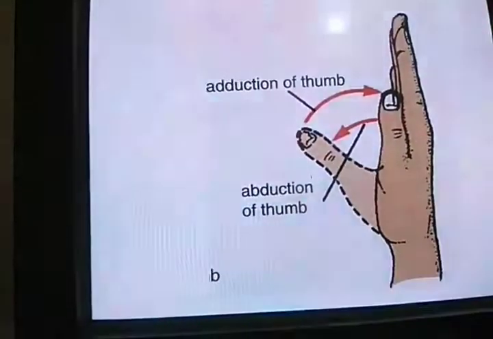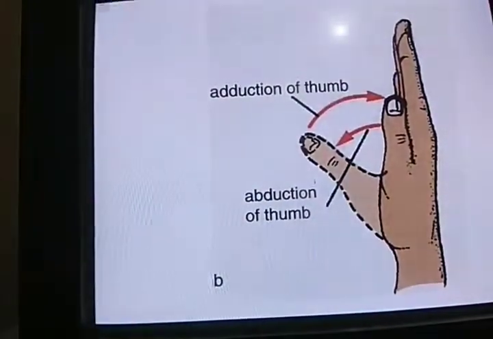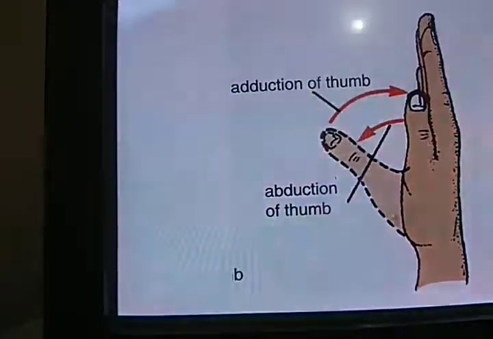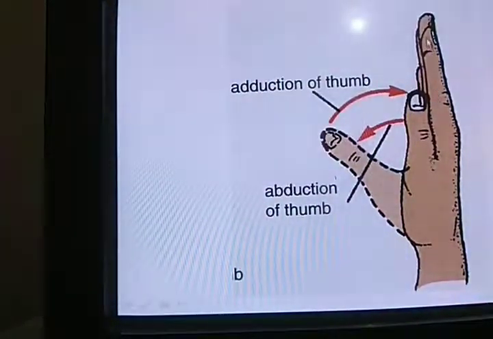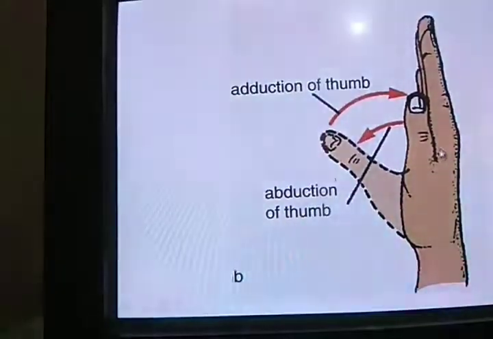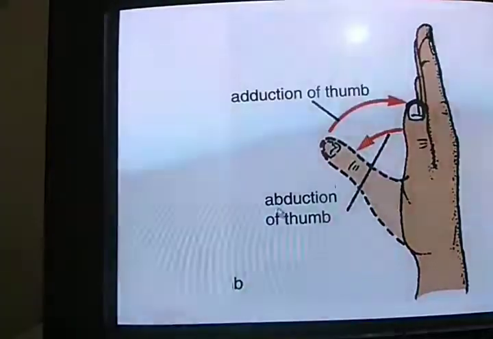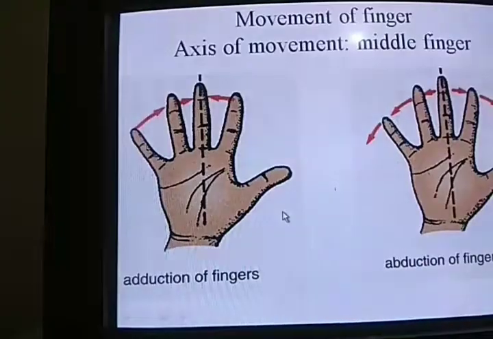This is the movement of the thumb. When the thumb is attached to the other fingers, this is known as adduction. When the thumb is away from the other fingers, it is known as abduction.